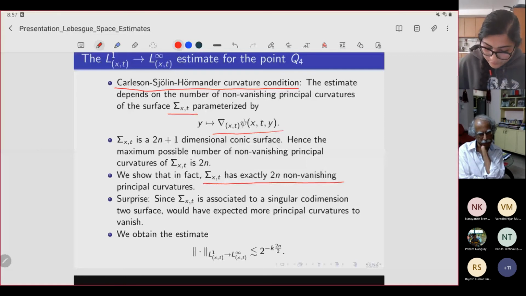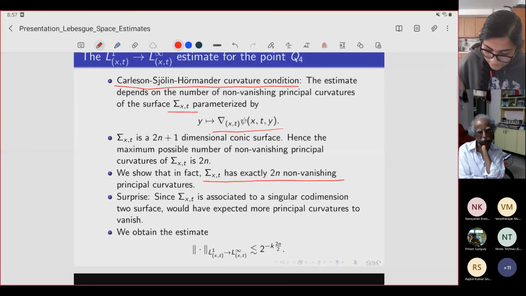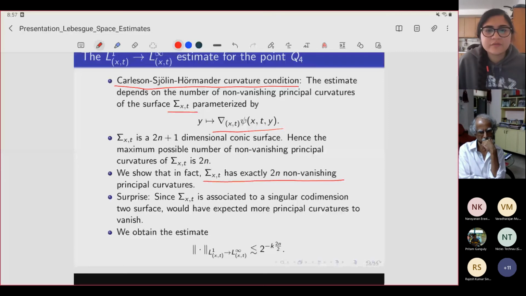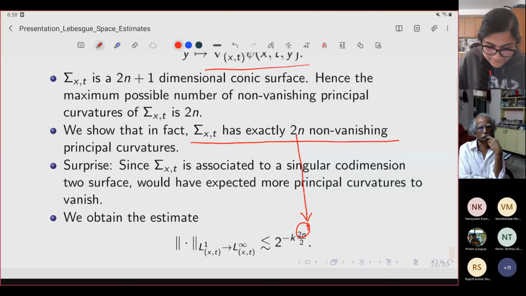So once you prove that, you get a very nice L1 to L infinity estimate. You gain 2n over here, and this 2n comes from the 2n non-vanishing principal curvatures. So that's why it's important to have those. So this is the basic idea.